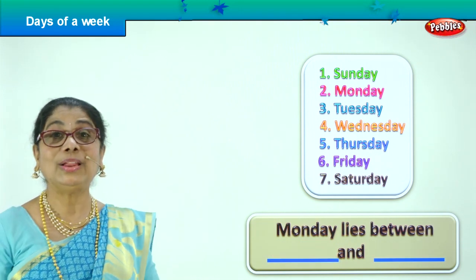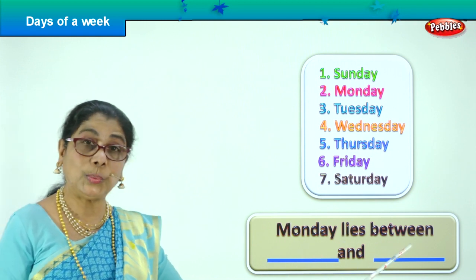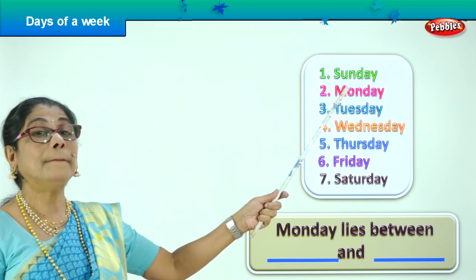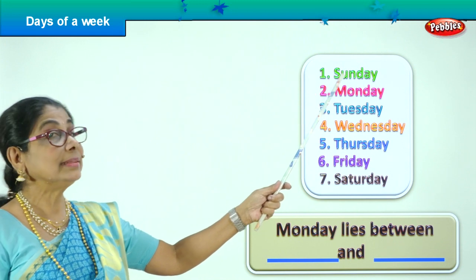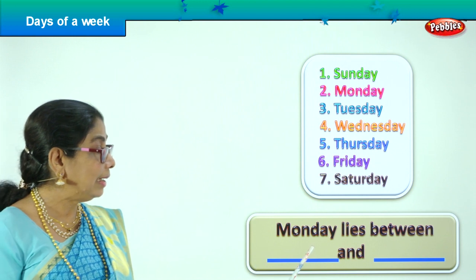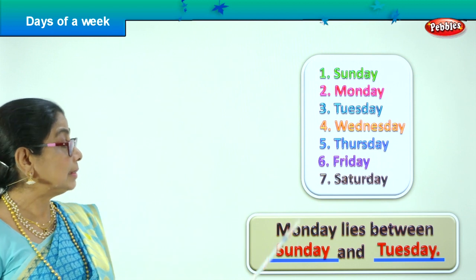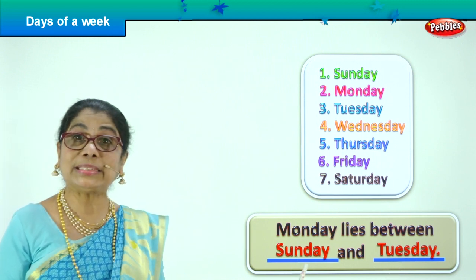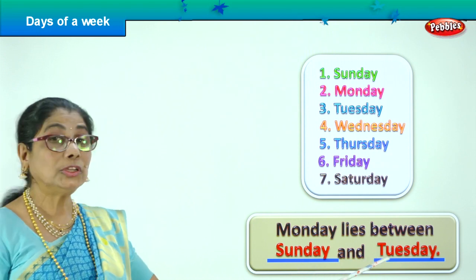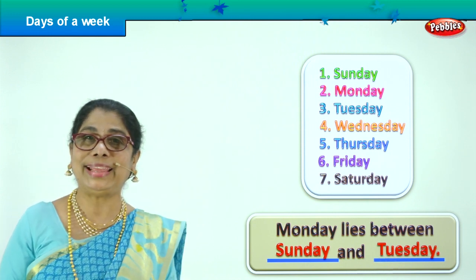Now, read. What is the question given to us? Monday lies between dash and dash. Monday lies between Sunday and Tuesday. So we write here Sunday and Tuesday. Monday is here, Sunday and Tuesday. Spell Sunday. Sunday. Tuesday. Good.